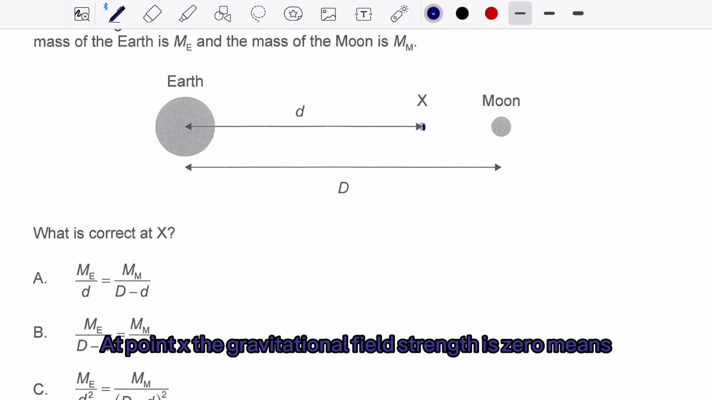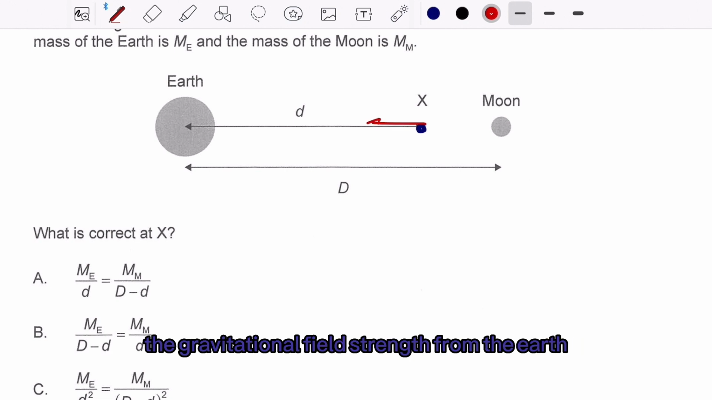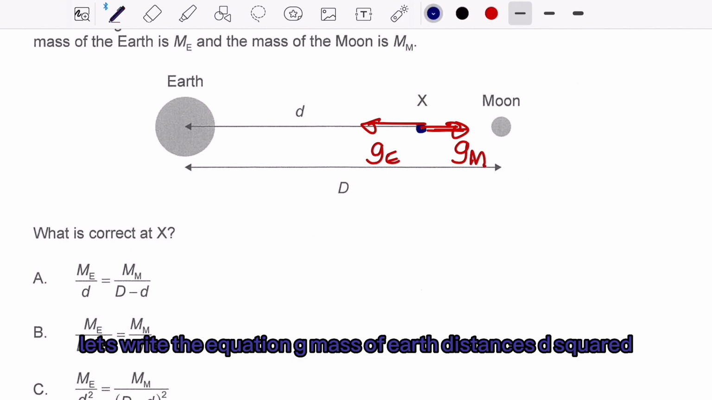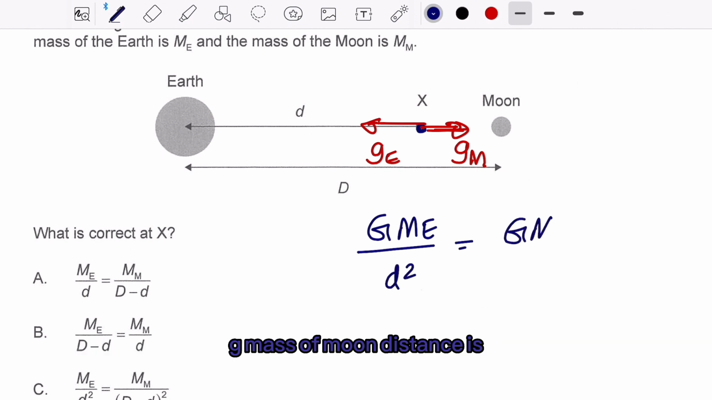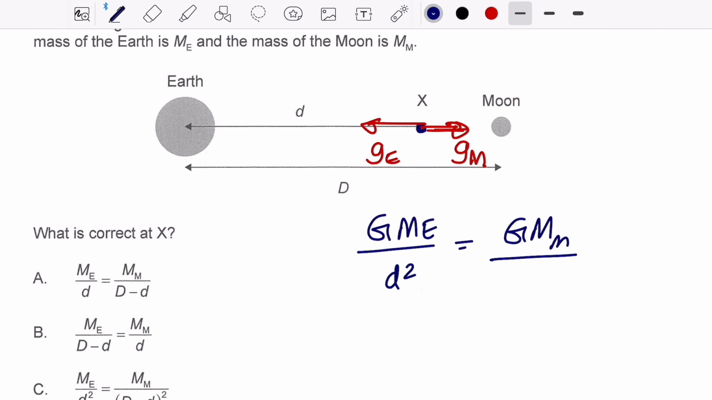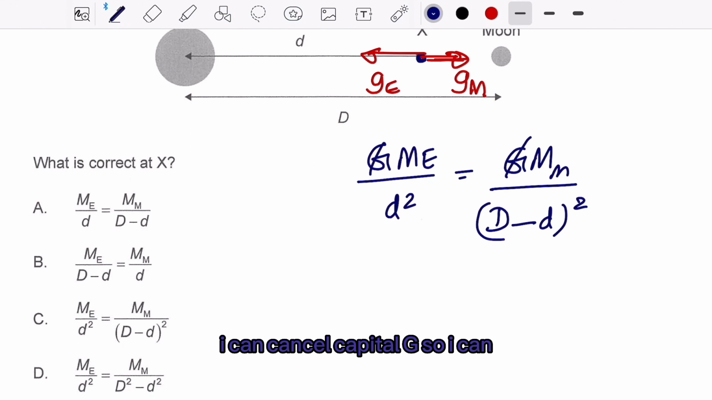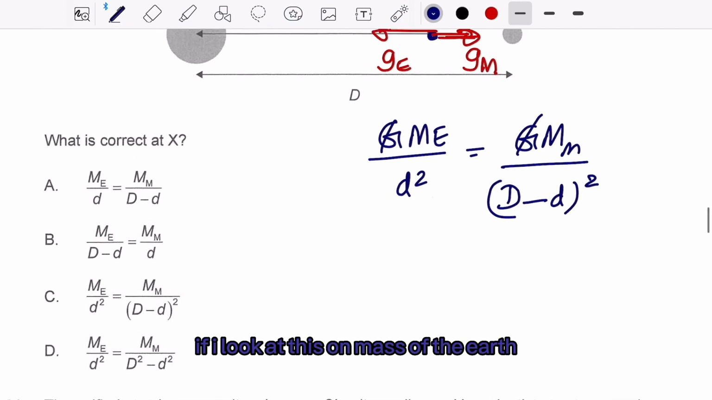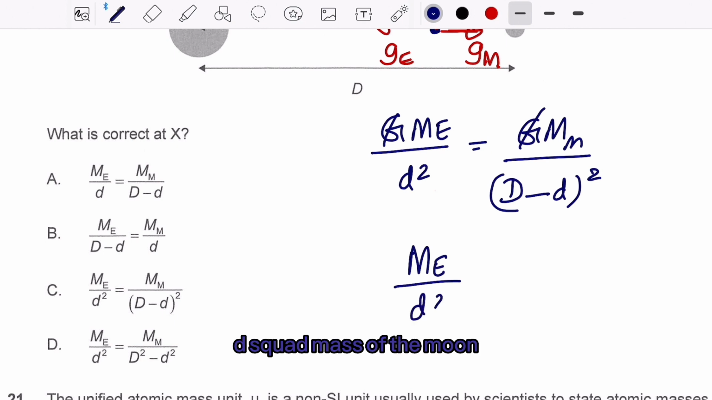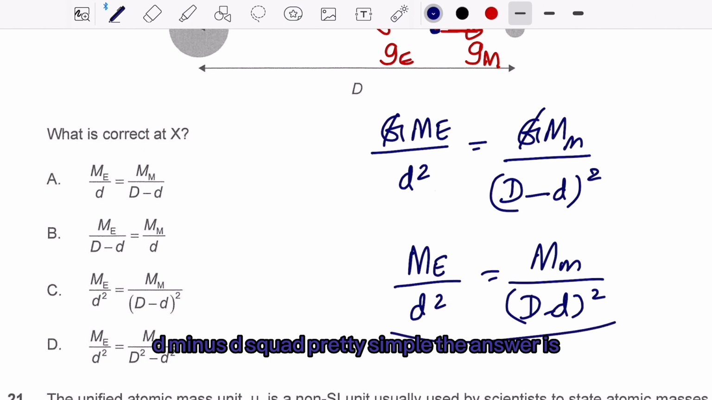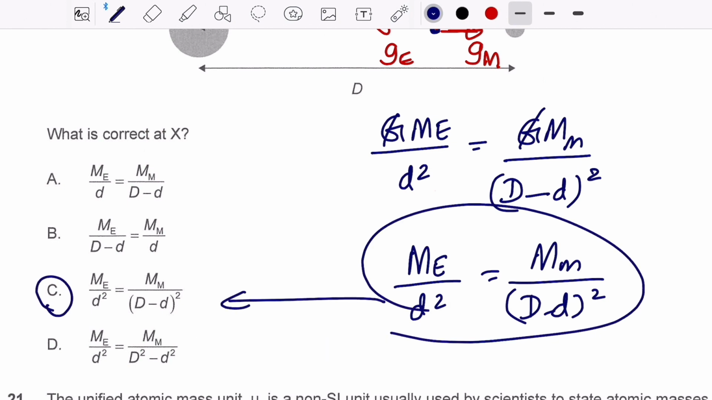At point X, the gravitational field strength is 0, which means the gravitational field strength from the earth is cancelled out by the gravitational field strength of the moon. Okay, let's write the equation. G mass of earth over d squared equals G mass of moon over (d minus small d) squared, where d is the total distance. I can cancel capital G, so mass of the earth over d squared equals mass of the moon over (d minus d) squared. Pretty simple. The answer is C.